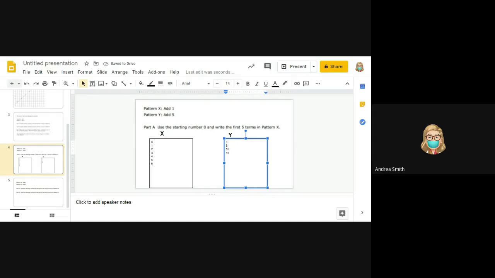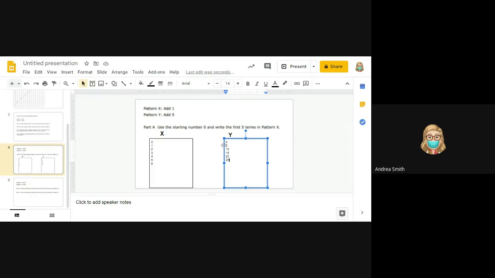Continue the same pattern. Add 5. 15 plus 5 is 20. Continue the pattern again, following for Y, add 5. 20 plus 5 is 25. Okay, I think you get the point.